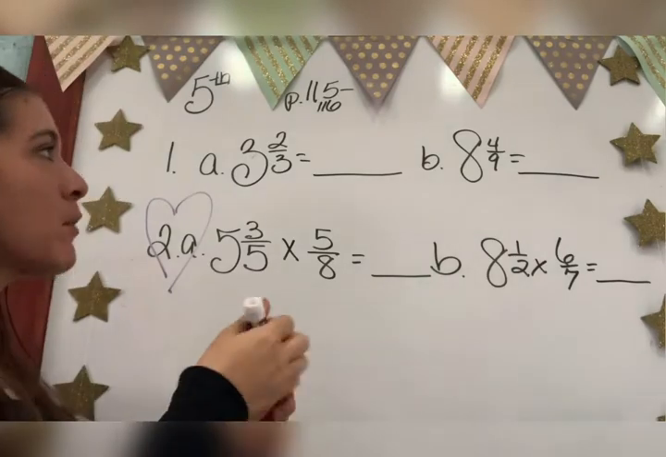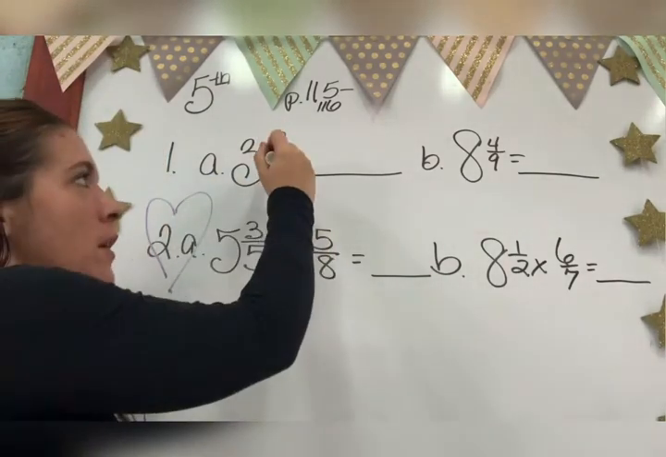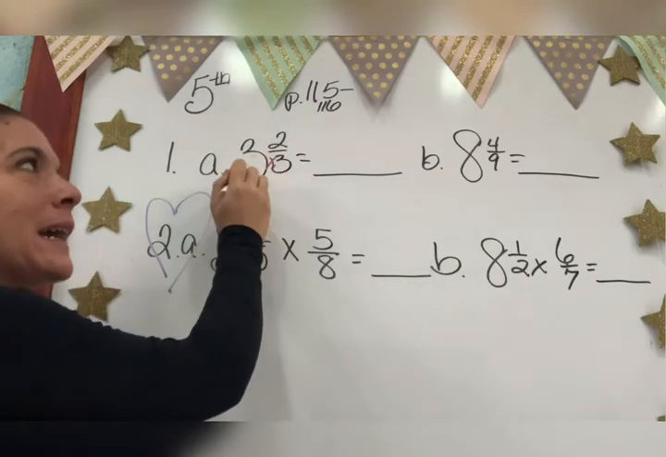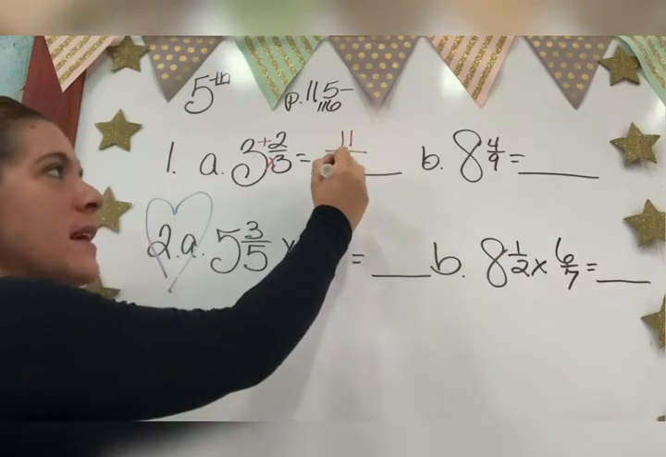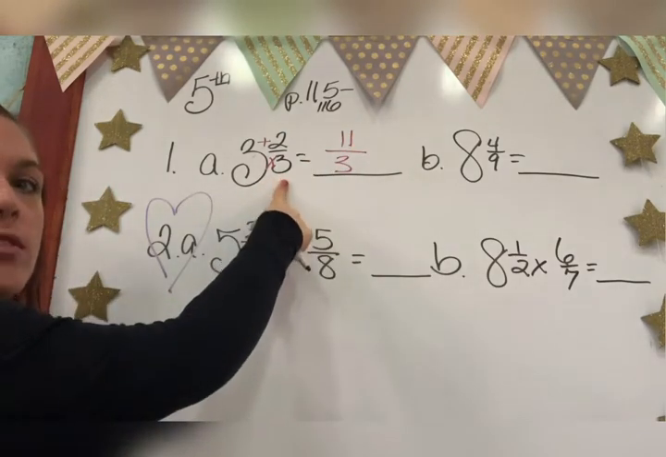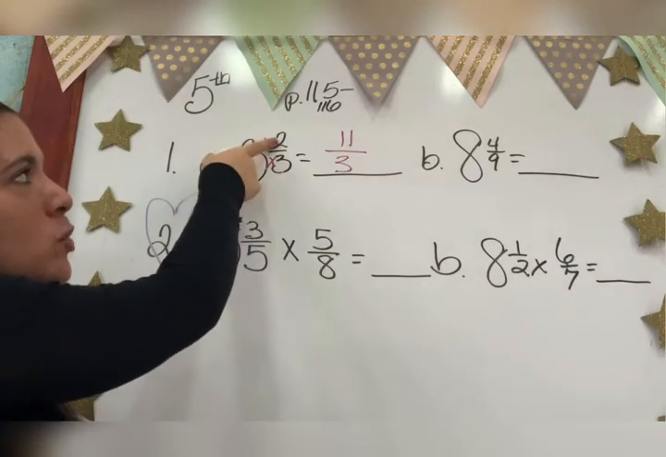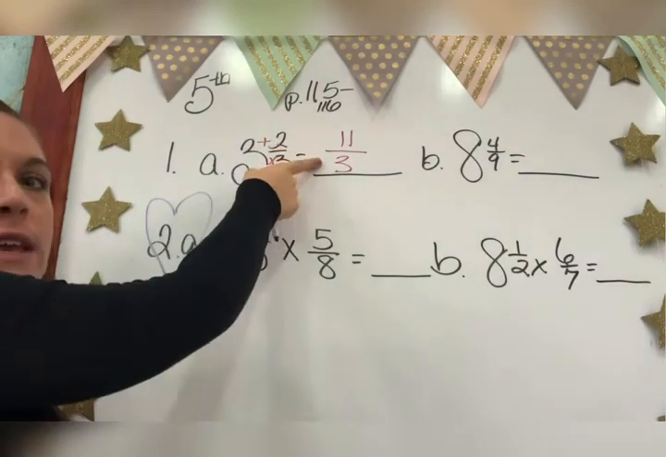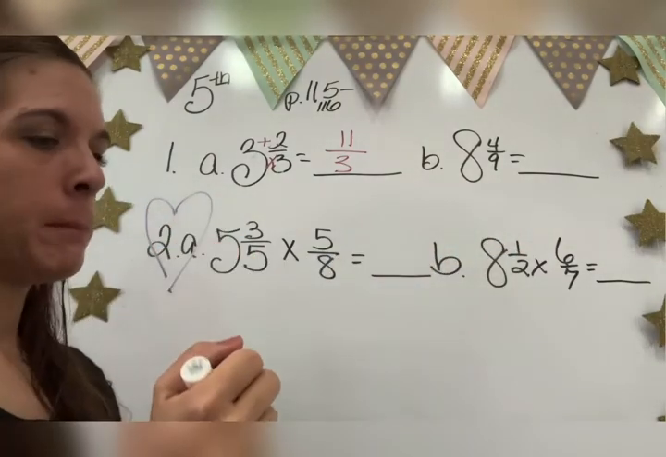Ready? Okay, remember what you do. Change it to an improper fraction. So you go 3 times 3 is 9. 9 plus 2 is 11 over 3 because the denominator never changes, right? 3 times 3 is 9. 9 plus 2 is 11. 11 is your numerator. 3 always stays your denominator. Okay, go ahead and try letter B.